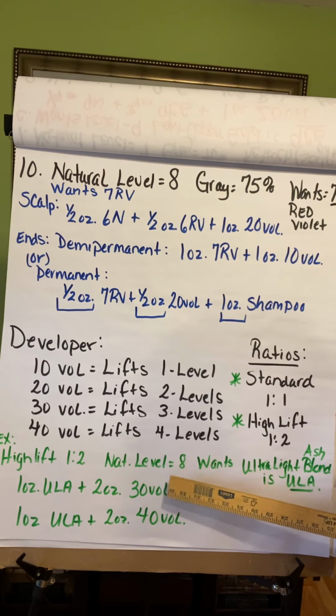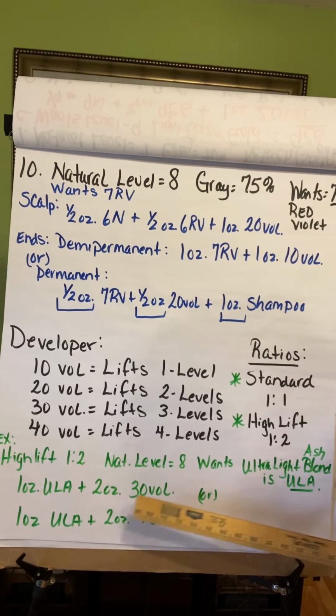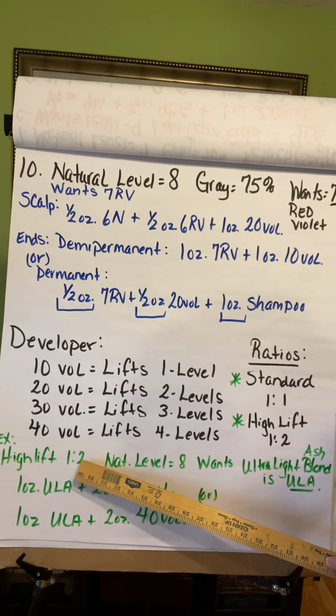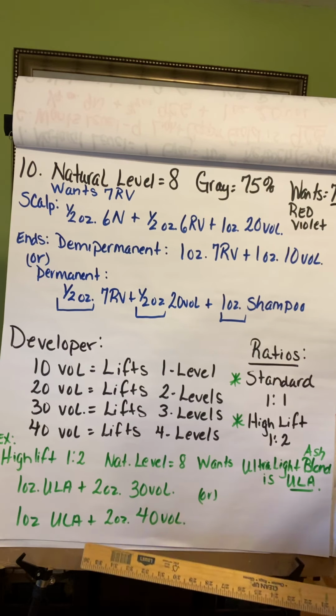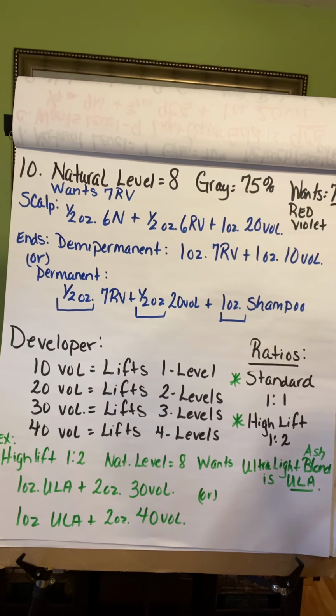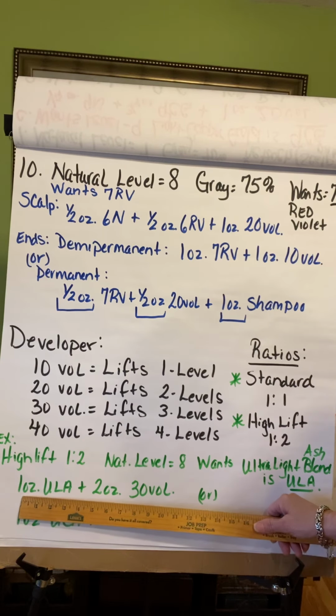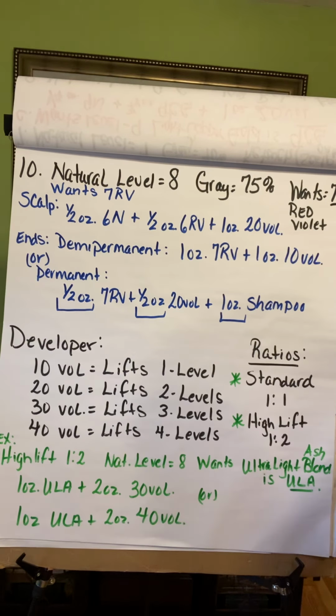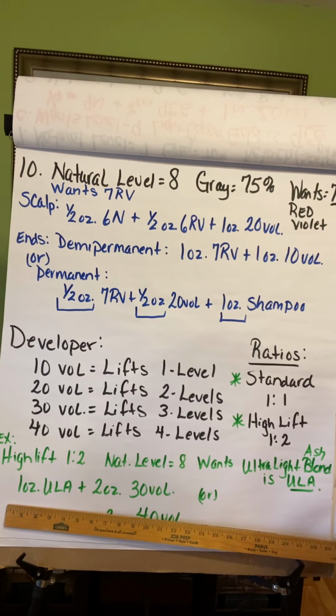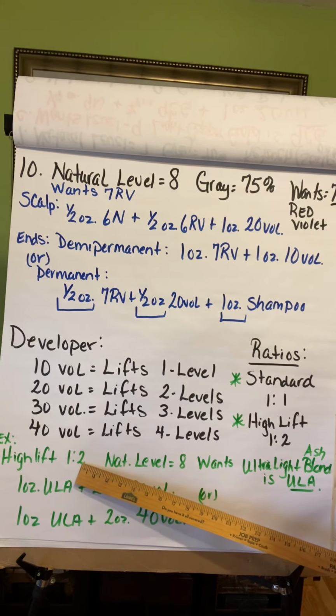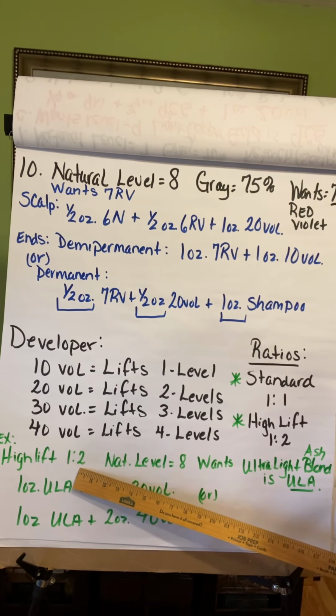So her natural level is 8, and she wants to be this off the chart light blonde. So you got a couple of choices here. With a high lift color, you're either going to use 30 or 40 volume developer. It's pretty standard across the whole color company lines. So she's level 8. So I've got 1 ounce of ULA plus 2 ounces of 30 volume developer, because my mixing ratio is 1:2. 1 part color to 2 parts developer.